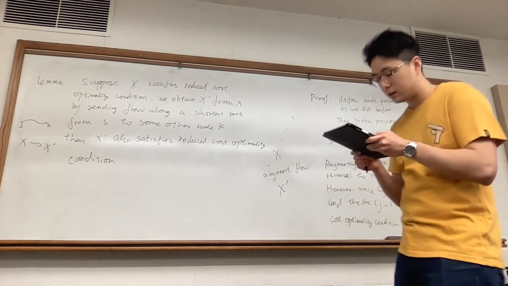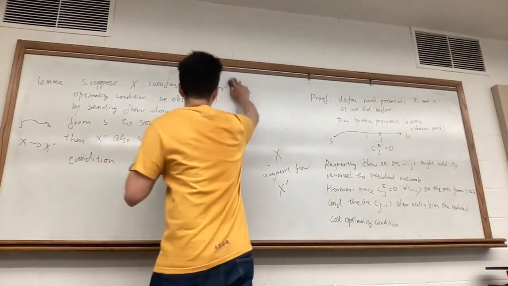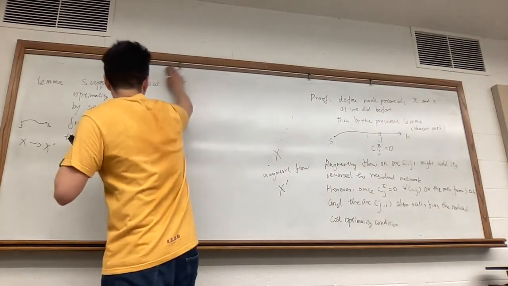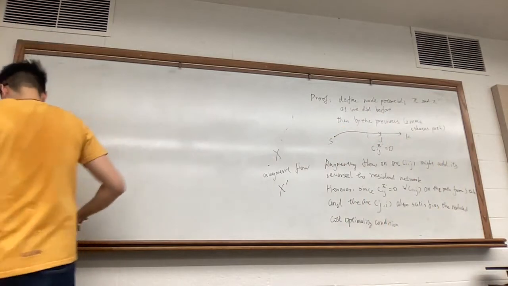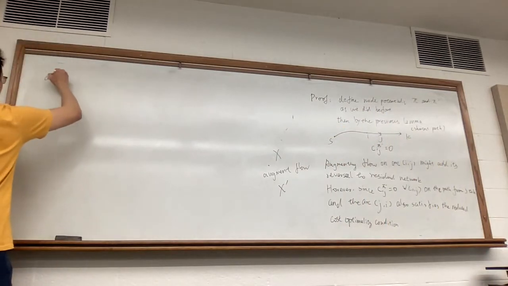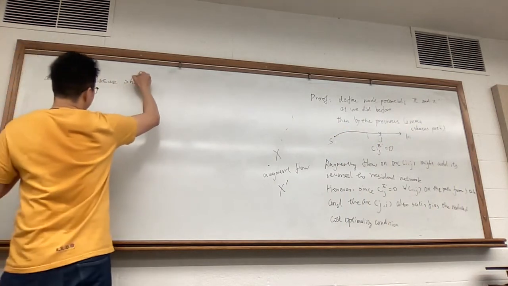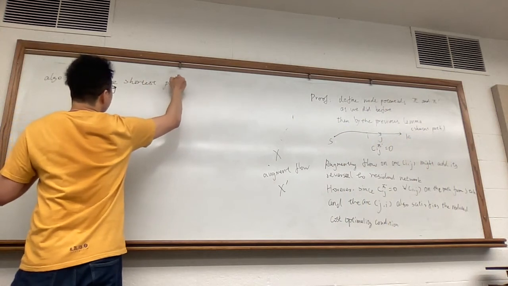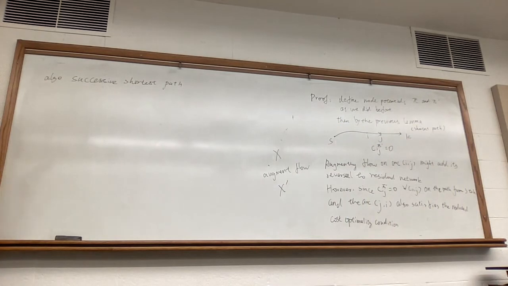So by this we can quickly talk about the algorithm, and then we can finish today's section. Okay, so the algorithm: successive shortest path. Then, as I have just said, you start from some flow, which is trivially the lower bound.